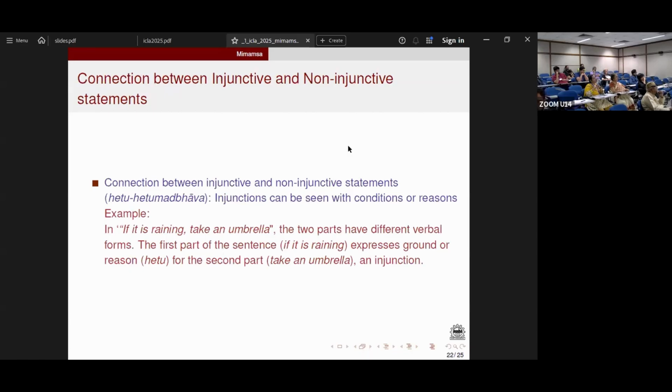So now coming to the connection between injunctive and non-injunctive sentences. As we said, typically, though most of the statements there are injunctive statements, we have some sentences which may not convey an injunction. So how do you typically connect them? One way of connecting them is what is called hetu-hetumad bhava. Which means you can look at some injunctions as being ordained to be carried out based on certain conditions or reasons. Based on this reason, you carry out a particular injunction. Okay, that is what we call hetu-hetumad bhava.